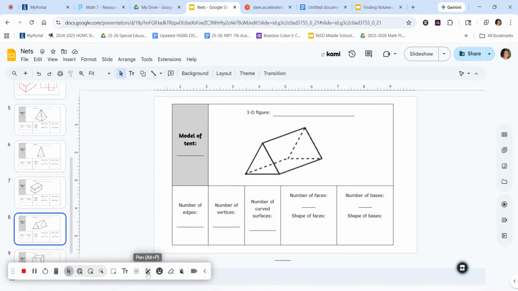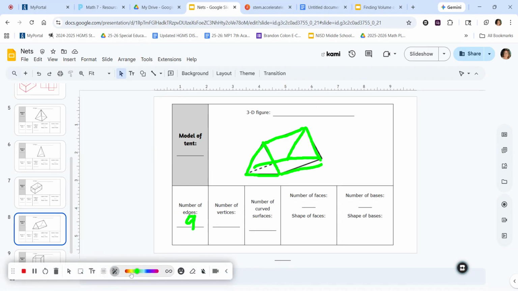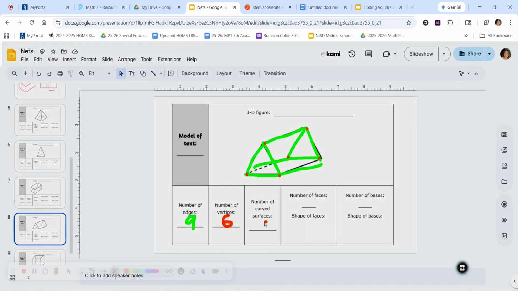Our next shape, we count the number of edges. 1, 2, 3, 4, 5, 6, 7, 8, and 9. 9 edges. Let's look at the vertices. Remember, vertices are where the 2 lines meet. 1, 2, 3, 4, 5, 6. There are no curved surfaces.